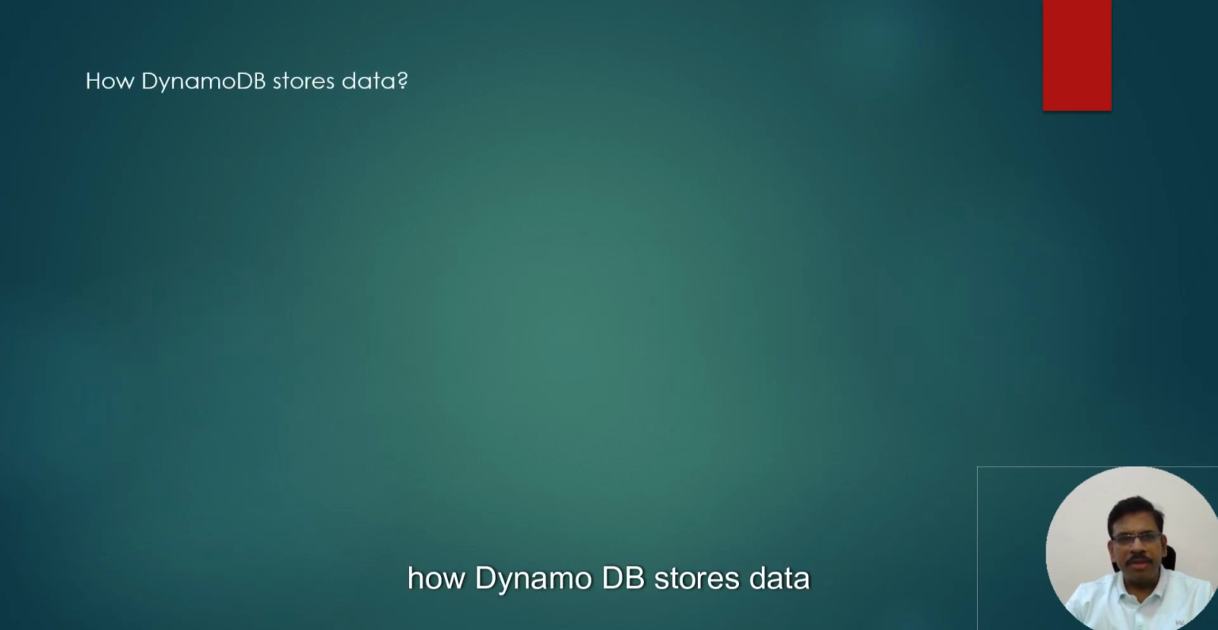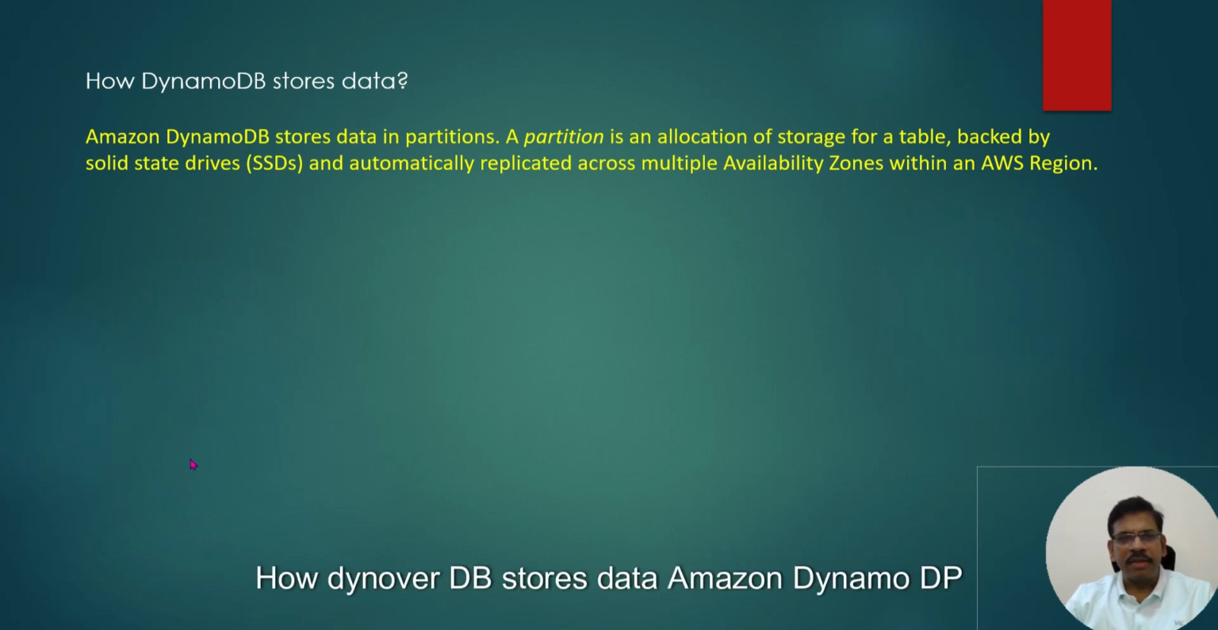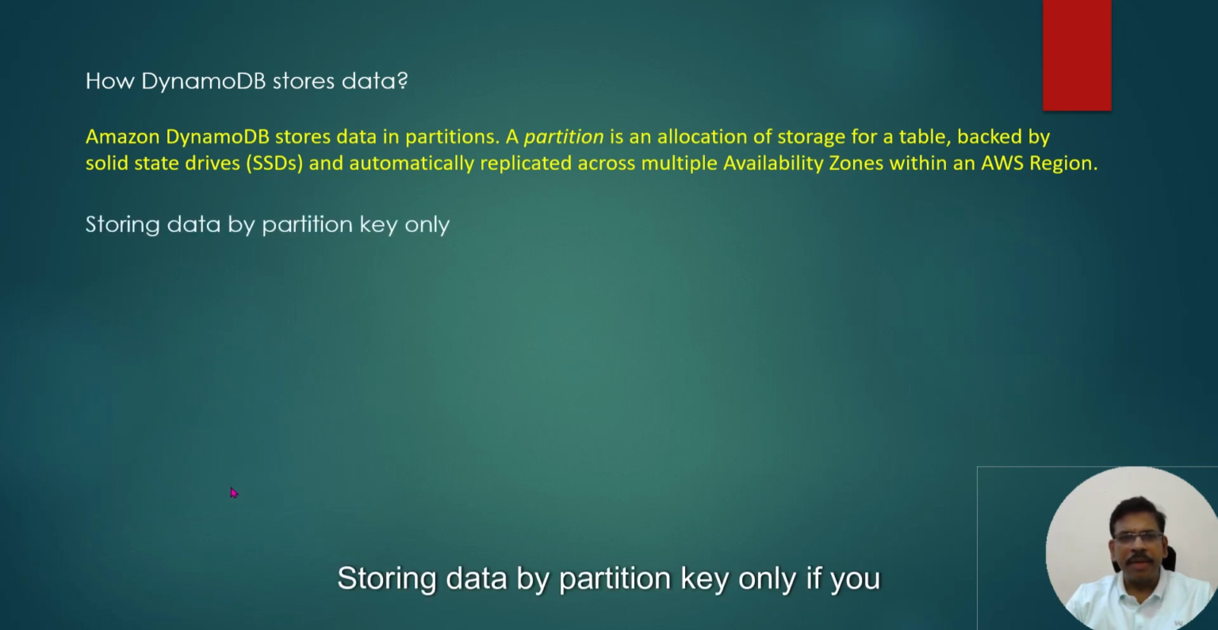How does DynamoDB store data? DynamoDB stores data in partitions. So what is a partition? A partition is the allocation of storage for a table, backed by SSDs. Your data will be replicated in multiple AZs, availability zones, so it's highly available. Storing data by partition key only.